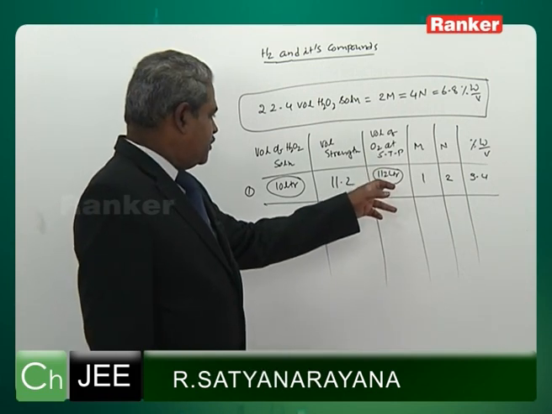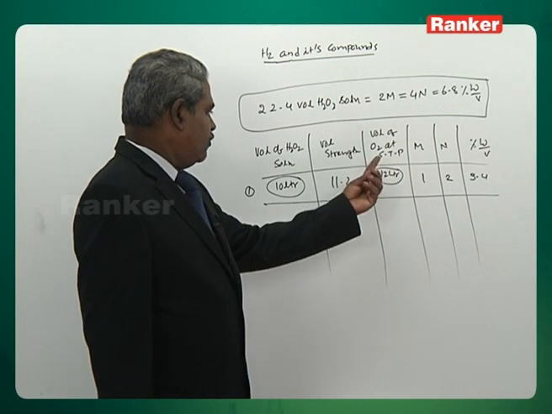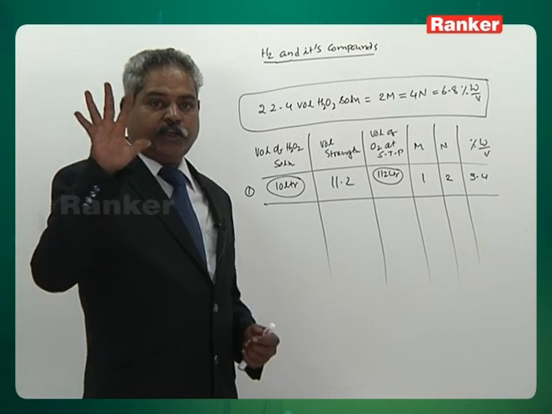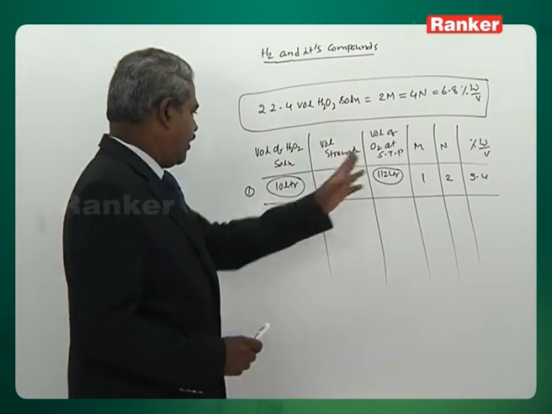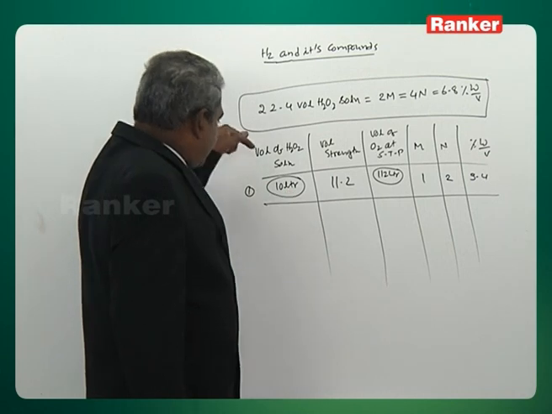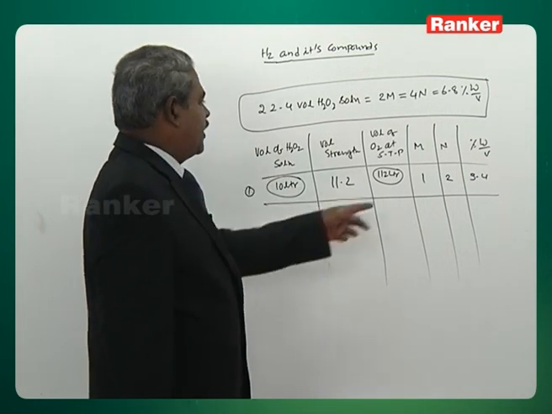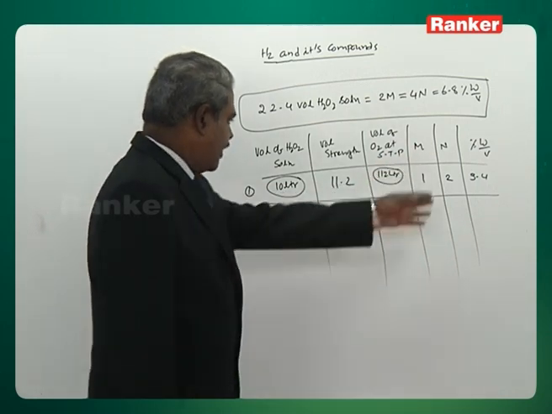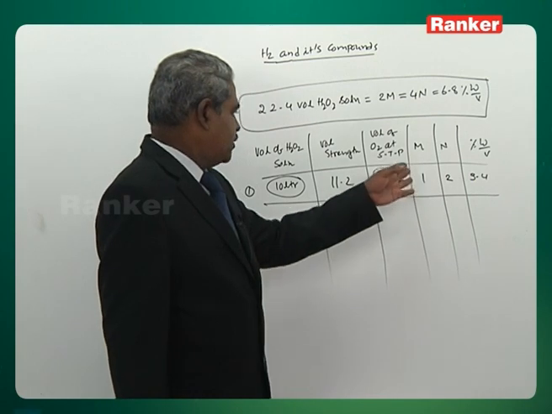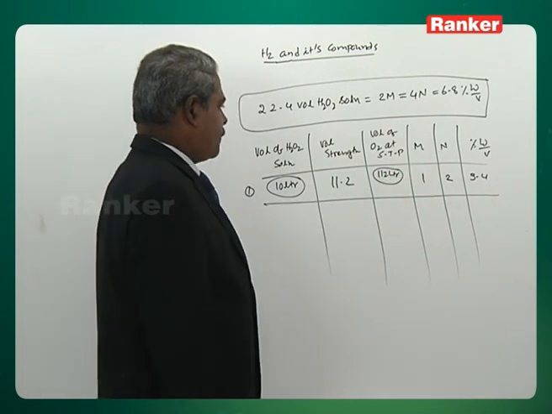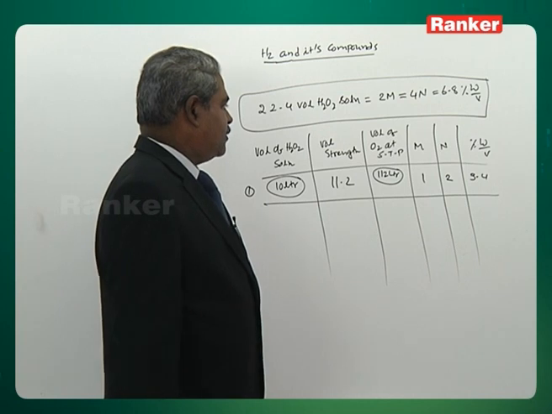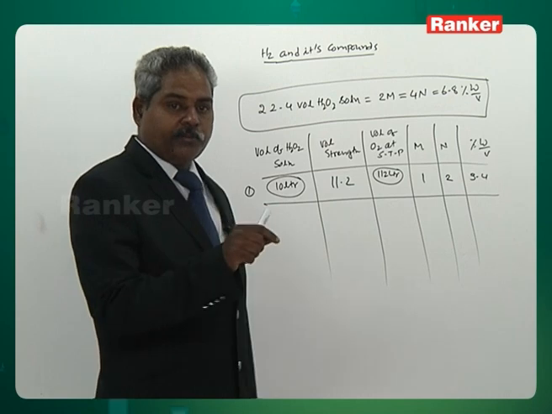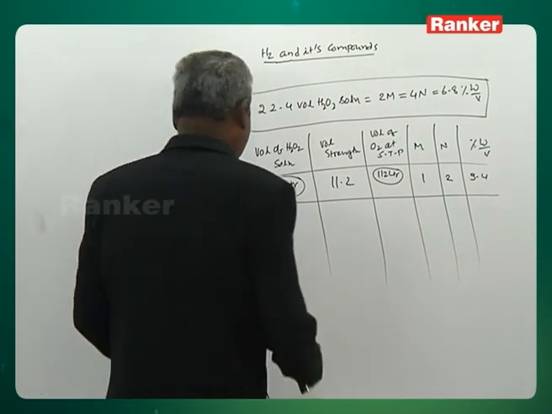112 liters means 112 by 22.4, which is 5 moles of oxygen. To get 5 moles of oxygen, you need 10 moles of H2O2, 10 moles in 10 liters. So, 1 mole in 1 liter, that is molarity, moles per liter. 2 equivalents per liter, since 1 mole is 2 equivalents. And of course 1 mole means 34 grams, so 34 grams in 1 liter, 3.4 grams in 100 ml.